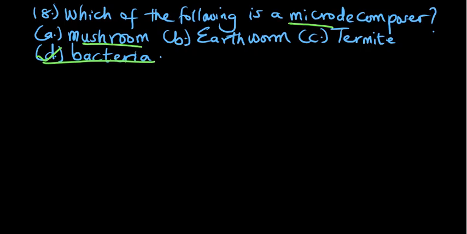Termites you can easily see with your naked eye, but for bacteria, you may need a microscope to see them because they are extremely small. That's why we said they are micro decomposers, and they normally decompose. So that's that. Let's move to the next question.